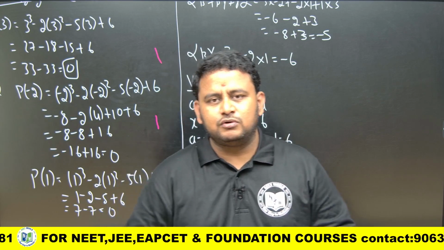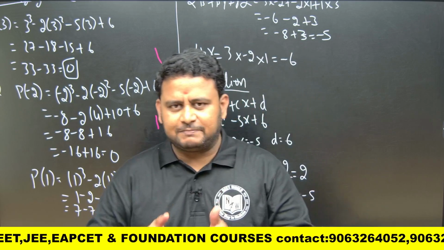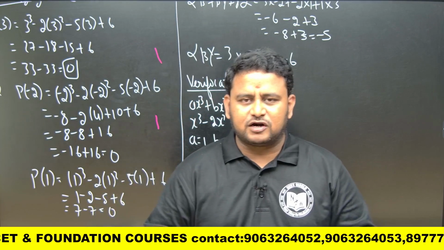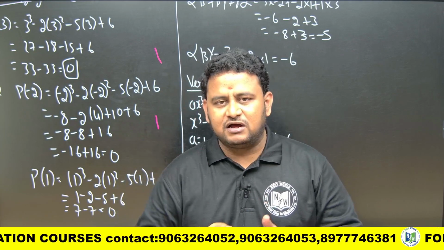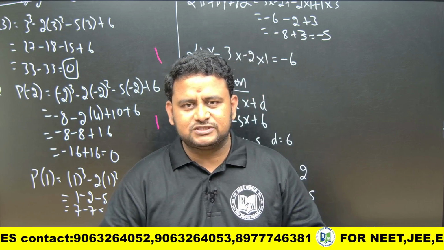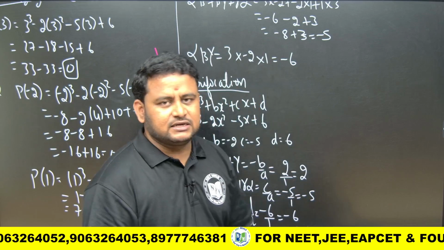Then what you have to do? You have to use the formula method. Sum of the zeros, alpha plus beta plus gamma, is equal to minus b by a. Then product of the zeros taken 2 at a time, that is alpha beta, beta gamma, gamma alpha, will be equal to c by a. Then product of the zeros, that is alpha beta gamma, is equal to minus d by a. You will get the values, verify with the direct method, you will get it verified.